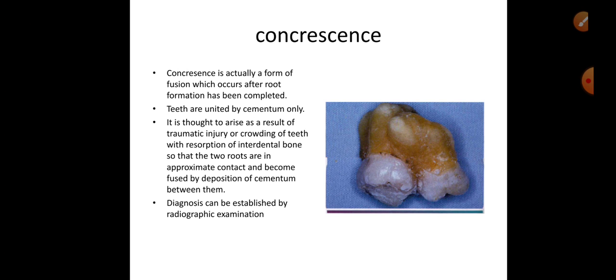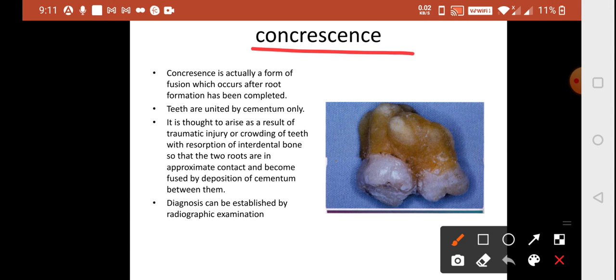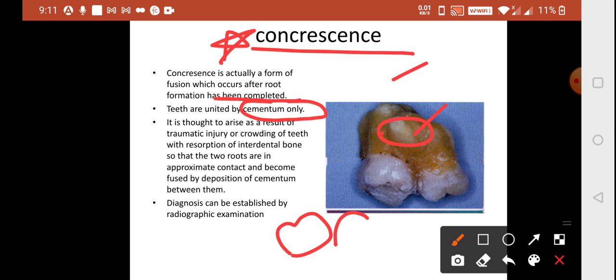So let's come to the next anomaly, that is concrescence. Directly the question can be asked: the two teeth are united together by the cementum and the roots are united. Which anomaly is it? The anomaly is concrescence. Concrescence is actually a form of fusion which occurs after root formation has been completed, and teeth are united by the cementum only.